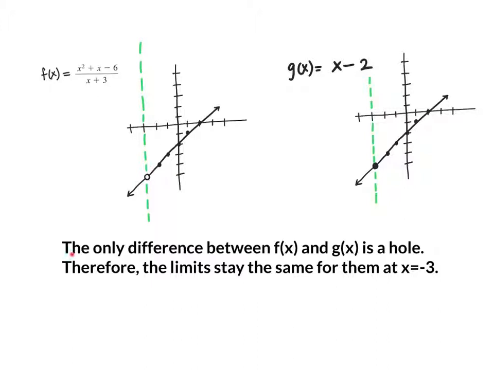Because the only difference between f of x and g of x is a hole, the limits stay the same for them at that location. Remember, for limits, we don't care what actually happens there. We only care that the left-hand limit and the right-hand limit match. It doesn't matter what actually happens at that location. And that's why we can use this dividing out technique where you factor and simplify and then use direct substitution.